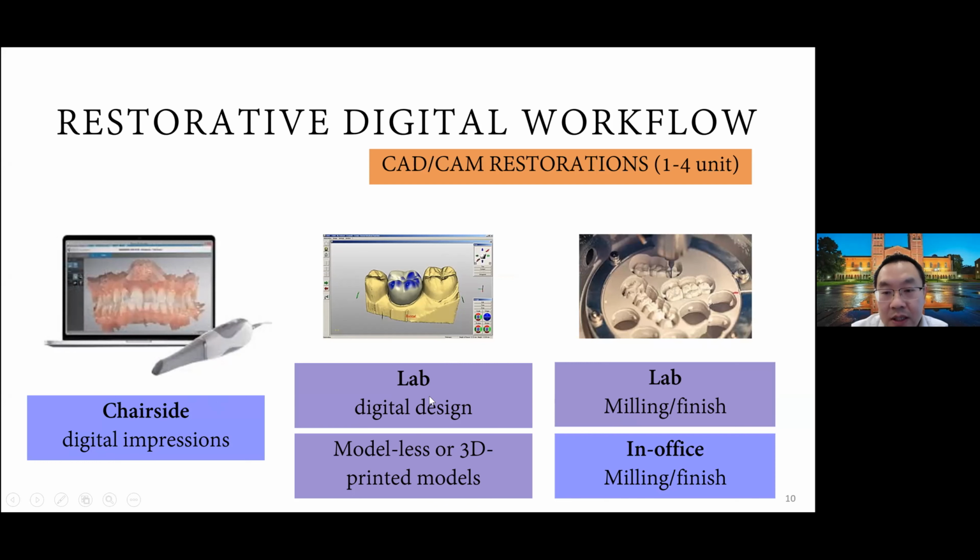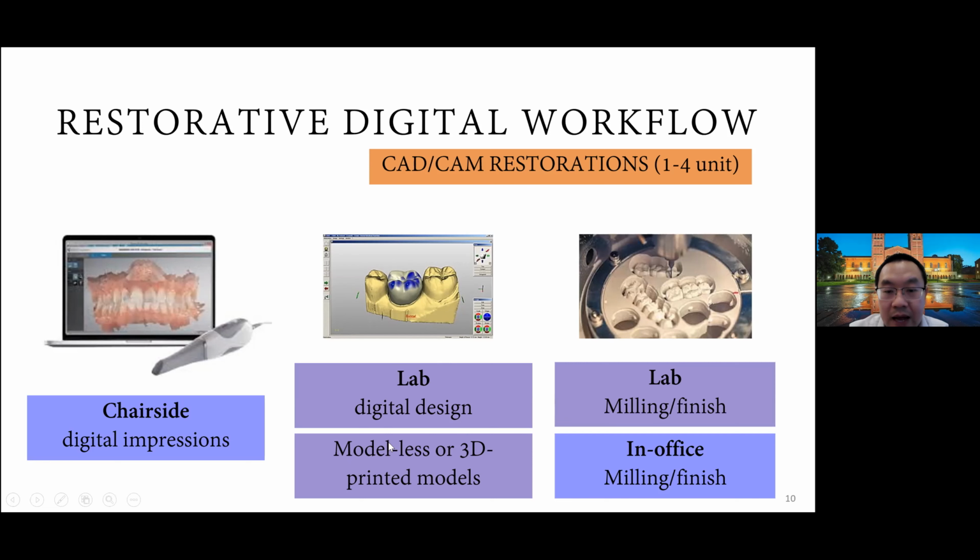If you want to do a single day delivery, usually you don't have the time to send it to the lab. You kind of have to do that in your office itself, and you can design the crown and basically mill it inside the office too. As for the traditional model, if you go the complete digital workflow, you can go modelless. You don't have a stone model. You can just do everything digitally.